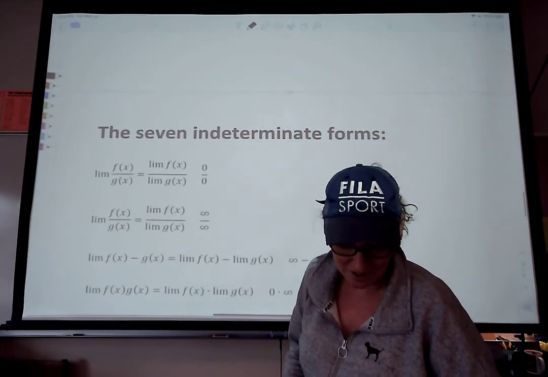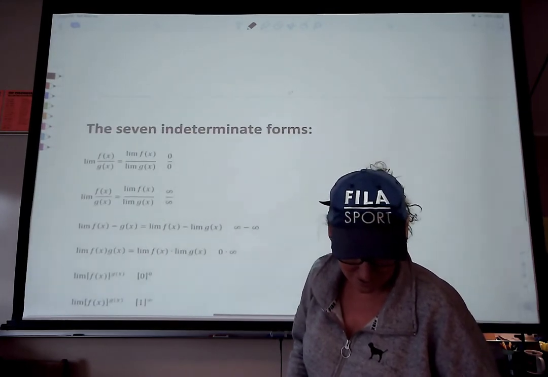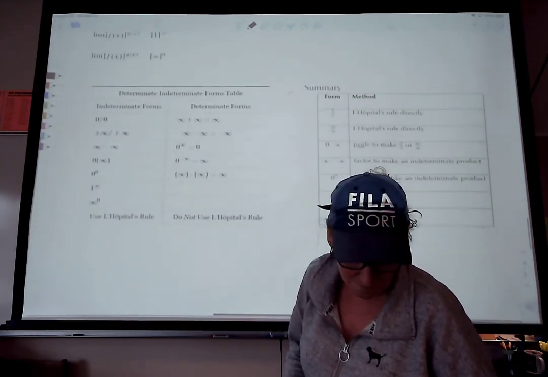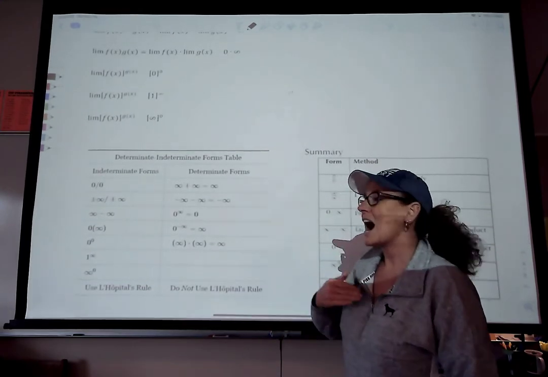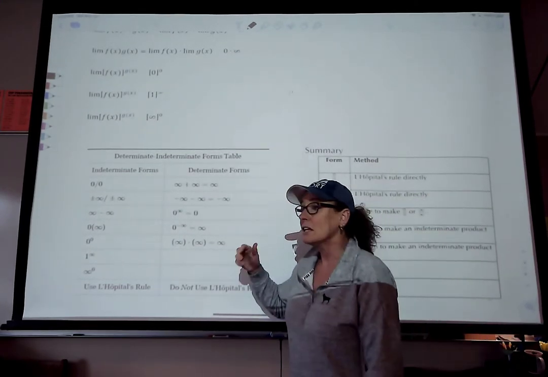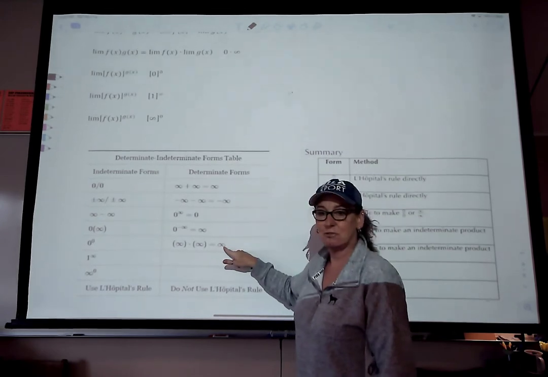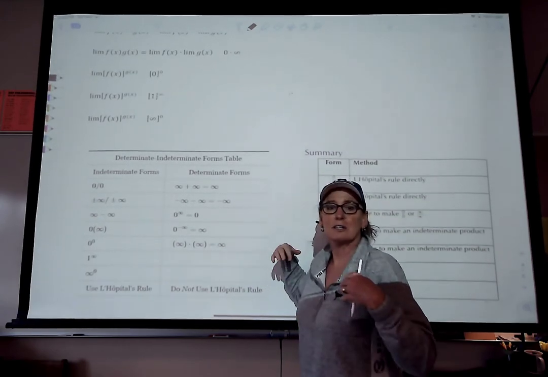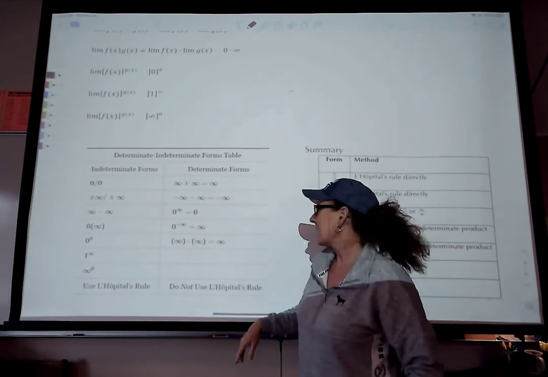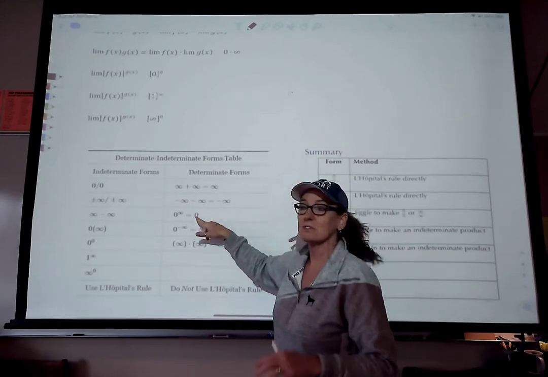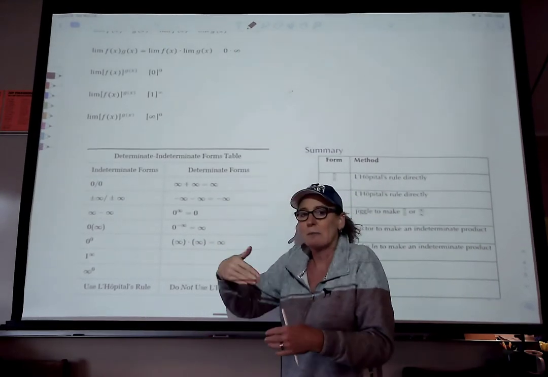It's not a thing. So I can say the limit of something equals infinity. This is a location. It tells me where my y's are headed. I can say that my limit equals 0. So it's a value. It's where my y's are headed.